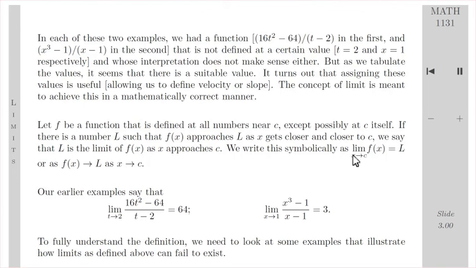I will write this either in this form. LIM is an abbreviation for limit. I read this as limit as x approaches c of f of x equals L. Sometimes I might simply say that f of x approaches L as x approaches c. Our two examples then can be summarized by saying that the limit as t approaches 2 of the function 16t squared minus 64 over t minus 2 equals 64, and the limit as x approaches 1 of x cubed minus 1 over x minus 1 equals 3.